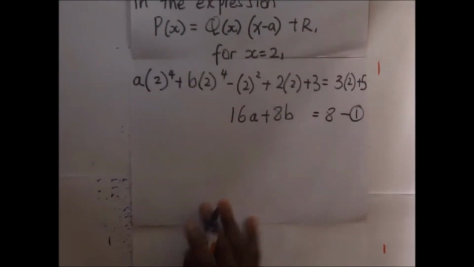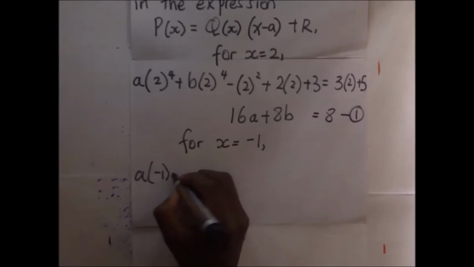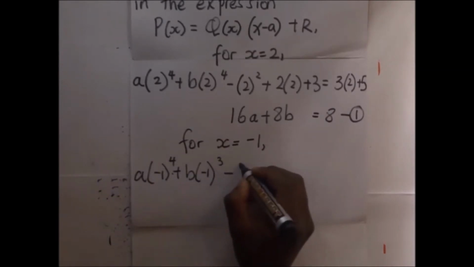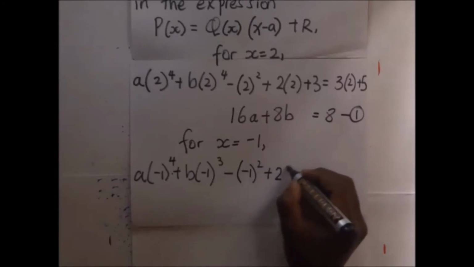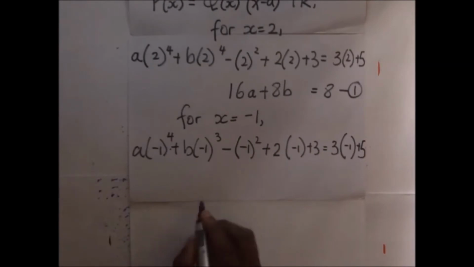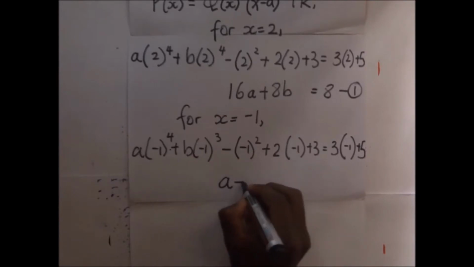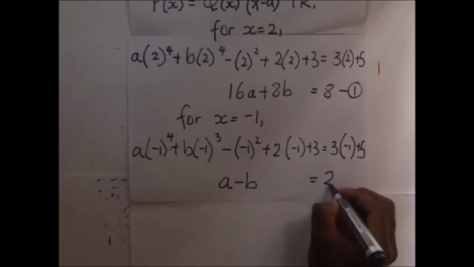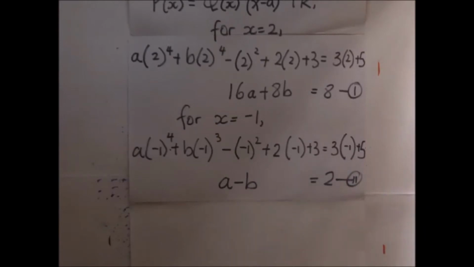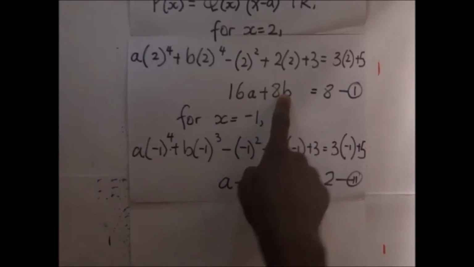That's our first equation. Then in the second equation, still we are going to substitute in that same expression for the value of x, which is going to be -1. So we shall end up with our expression here as a minus b is equal to 2. So our first equation is a minus b is equal to 2. Our second equation is 16a plus 8b is equal to 8.